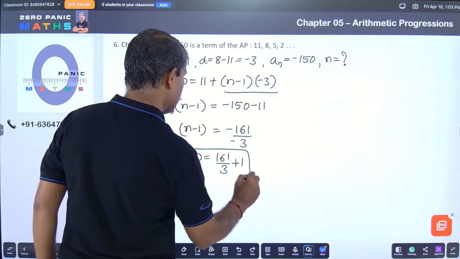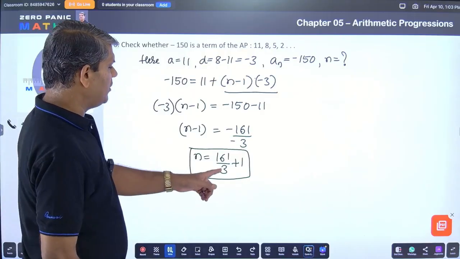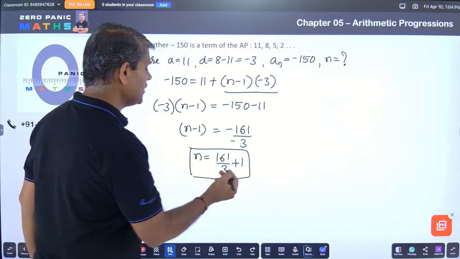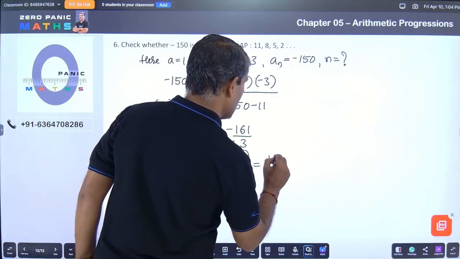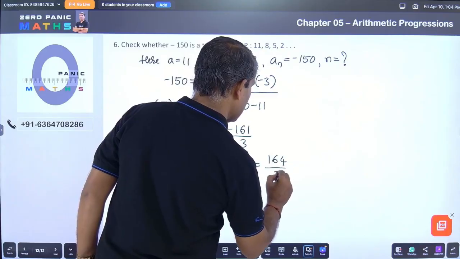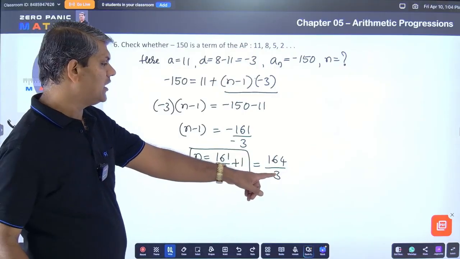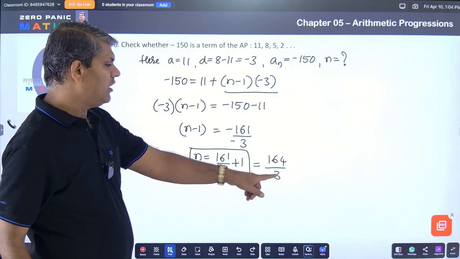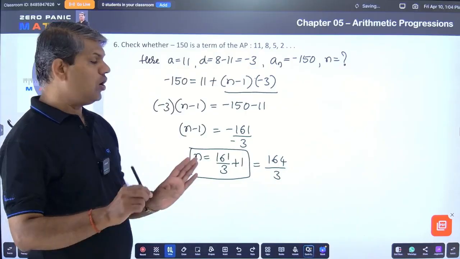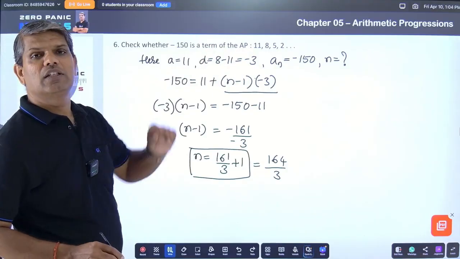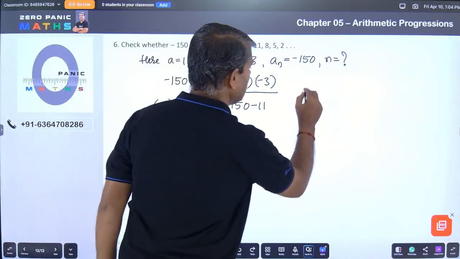Whatever value you are going to get, it will be 164 by 3. You can write that also, 164 by 3, and this is also not a positive integer. You are not going to get 164 fully divided by 3. So the minus 150 is not a term of this. You can write that here.